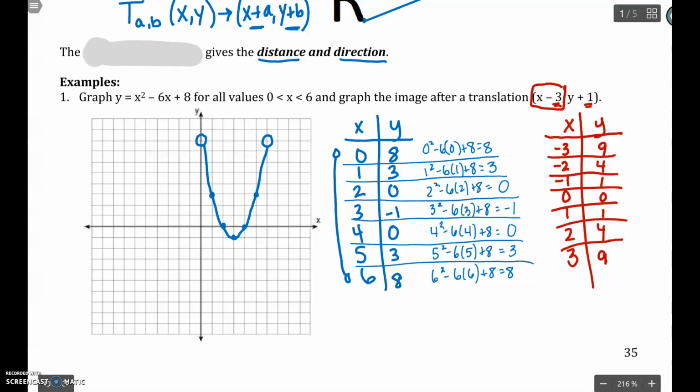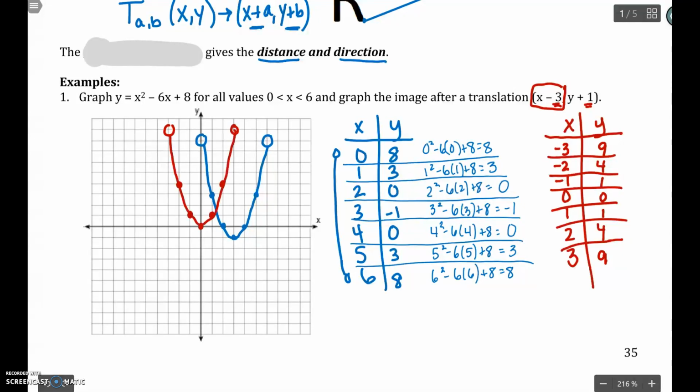And these would be my new y values. And so I can plot those. Negative 3, 9 will still be an open circle. Negative 2, 4. Negative 1, 1. 0, 0. 1, 1. 2, 4. And 3, 9. And so this would be my image.